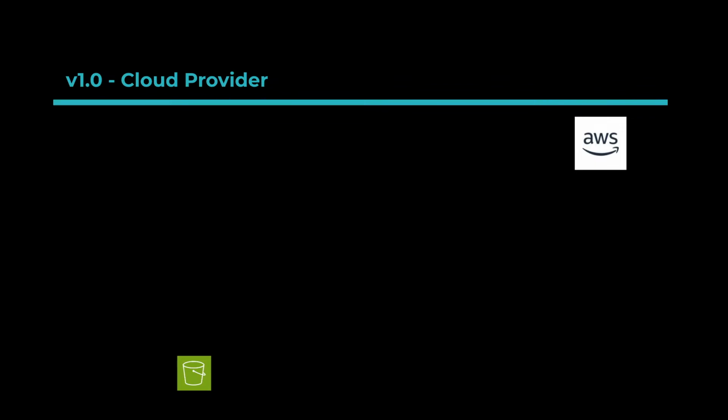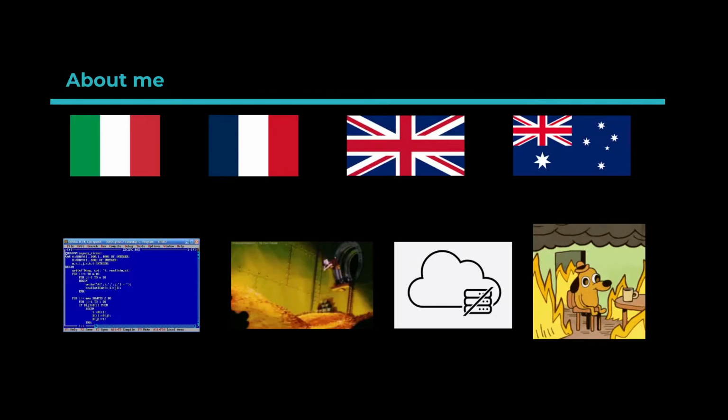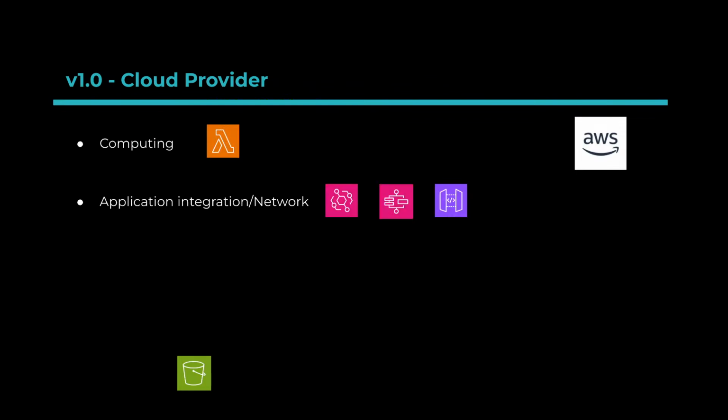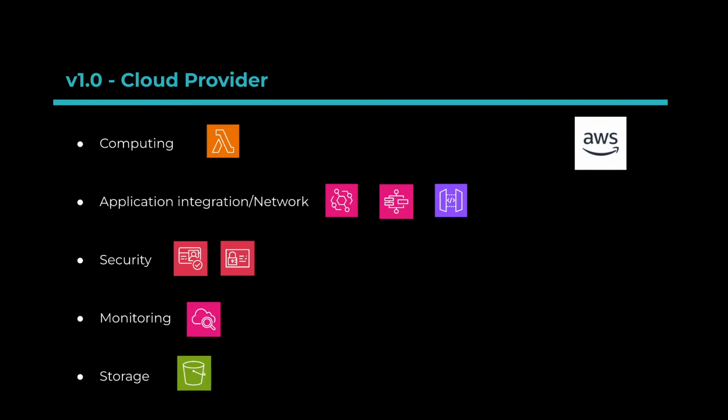When I started, version 1.0 of Clara was the AWS cloud provider. I joined a team that was already established, building a serverless application. The services we used the most were Lambda for computing, EventBridge, my favorite service for event-driven architecture, Step Functions for orchestrating the application, and, although it doesn't really belong there, API Gateway for networking. For security, we used Cognito, IAM, and Secrets Manager. Monitoring was CloudWatch, and for storage, S3 buckets.